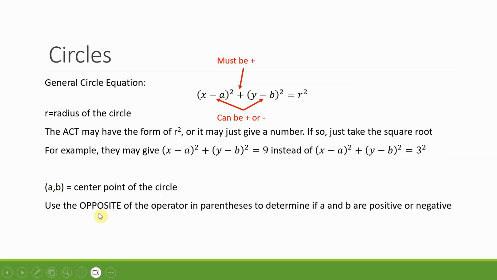You want to use the opposite of the operator in parentheses to determine if A and B are positive or negative. So, as an example, if we have x plus A, if the A has a positive, then I want to use the opposite and make A negative when choosing where the center is. And when I have y minus B, I'll use the opposite and B will be positive for its center.